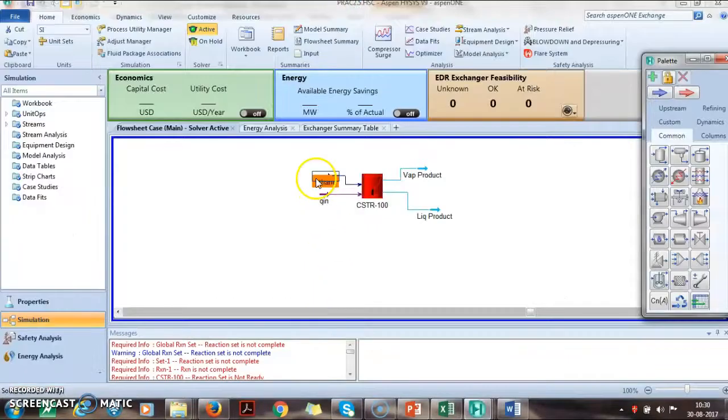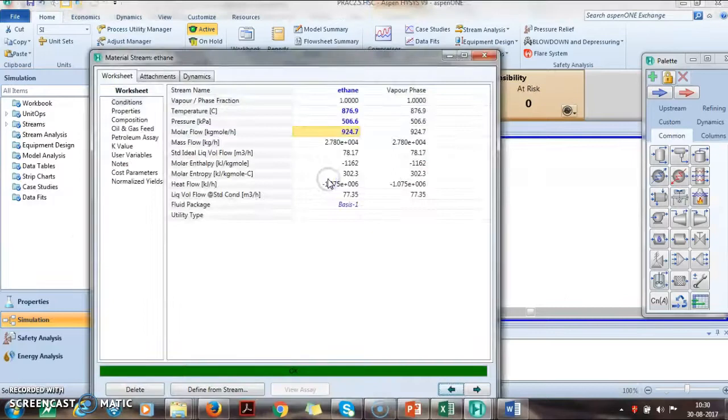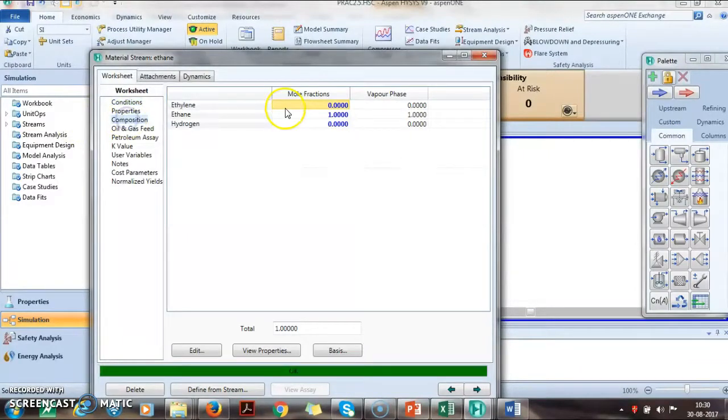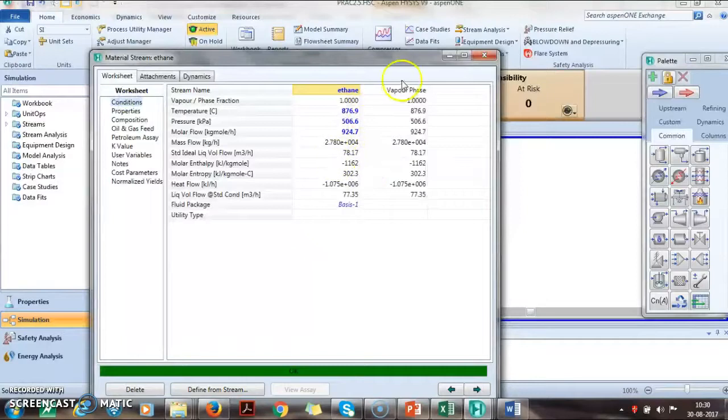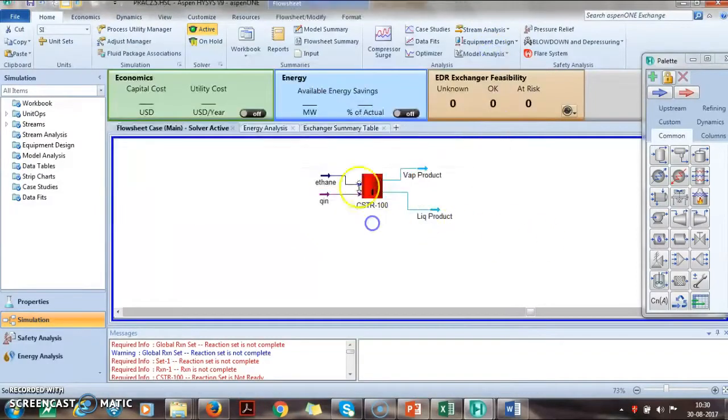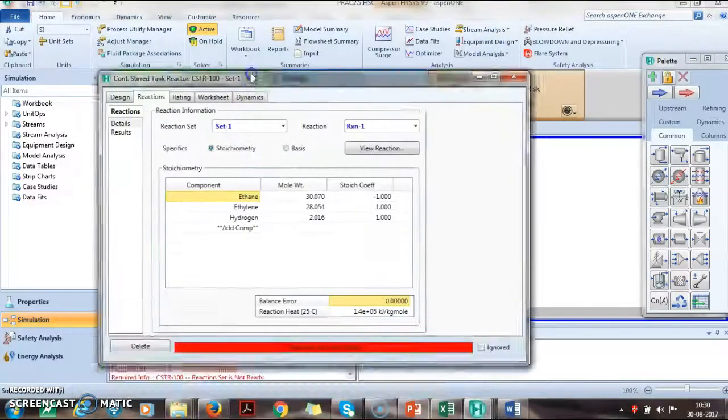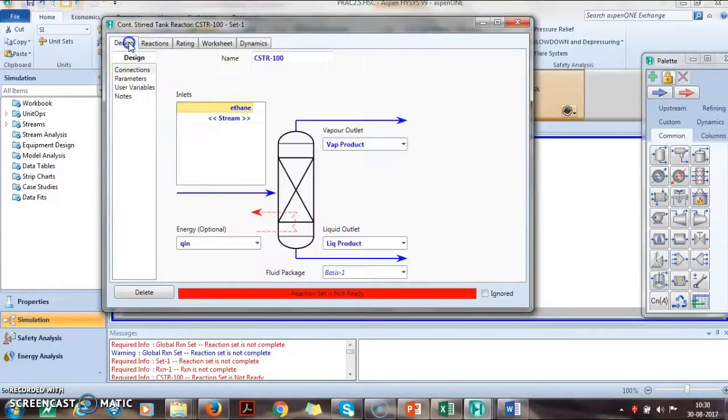That will give you the required ethane feed. Based on that, I have already calculated the ethane. You can try it on your own, and this value may vary here and there depending upon how many days you take for production. Now I already added the compositions and the conditions are given. So your ethane is simulated. I have already given all the required inputs and outputs for the reactor: the feed, vapor product, liquid product and energy.